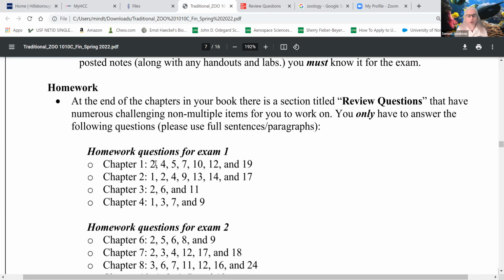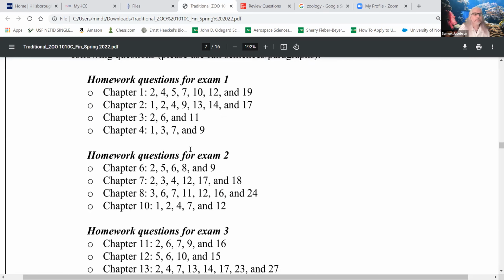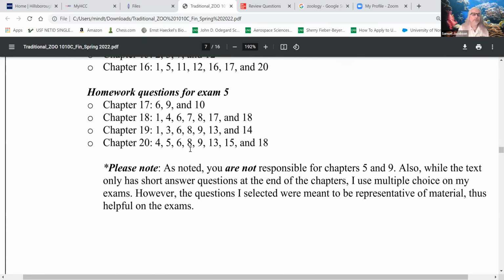So again, you can do all of them if you wish, but you have to do these. And I blocked it off by exam. So exam 1, chapter 1, those questions, chapter 2, these questions, chapter 3, those questions, chapter 4, those questions. And that's it. That's what you do for homework, along with whatever was in the labs. And there you go. I blocked it off by chapters.